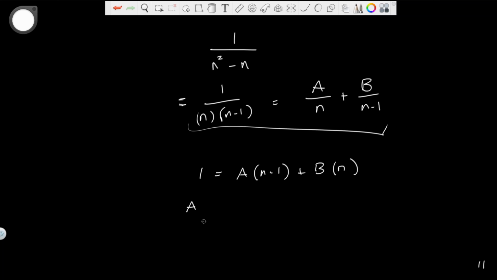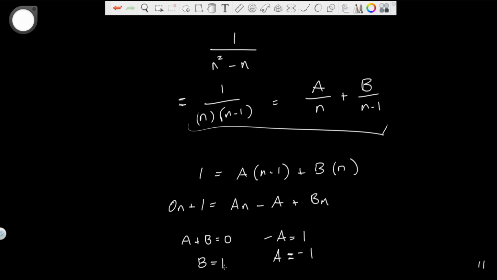Let me actually write this whole thing out. That's how I like to do it. Minus a plus b, times n. A plus b is going to be 0, and negative a is going to be 1. So negative a is 1, so a is equal to negative 1. Knowing this, back substitution, b is going to be 1.